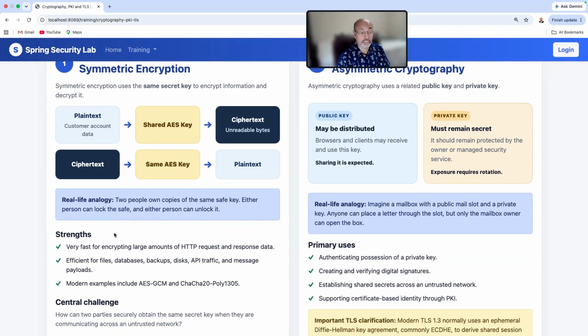The strength of this approach is that it is very, very fast. For encrypting large amounts of HTTP request and response data, it is efficient for files, large databases, backups, API traffic, and messages. Modern examples include AES-GCM and ChaCha20. These are symmetric encryption algorithms.